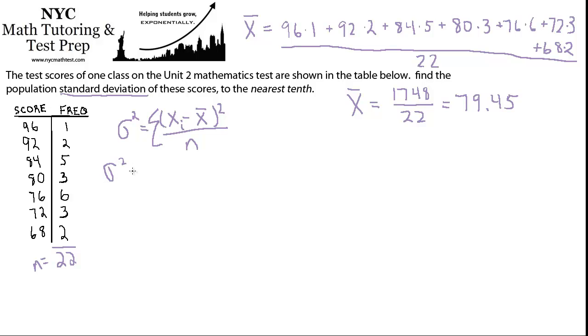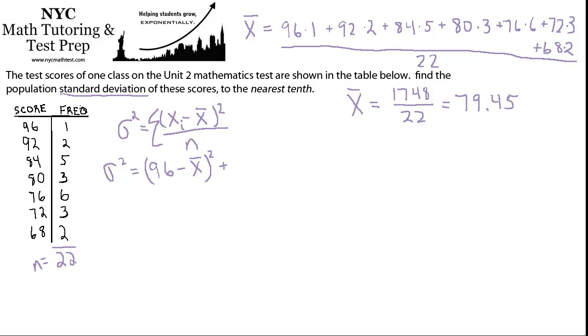So sigma squared equals, and now we want to do each score x, so we'll start with 96 minus 79.45. And I don't want to write 79.45 over and over and over again, so I'm just going to write x bar here. But you know that that number is 79.45. So we're going to find that difference, the difference between that score and x bar, and square it. And then we're going to keep going.